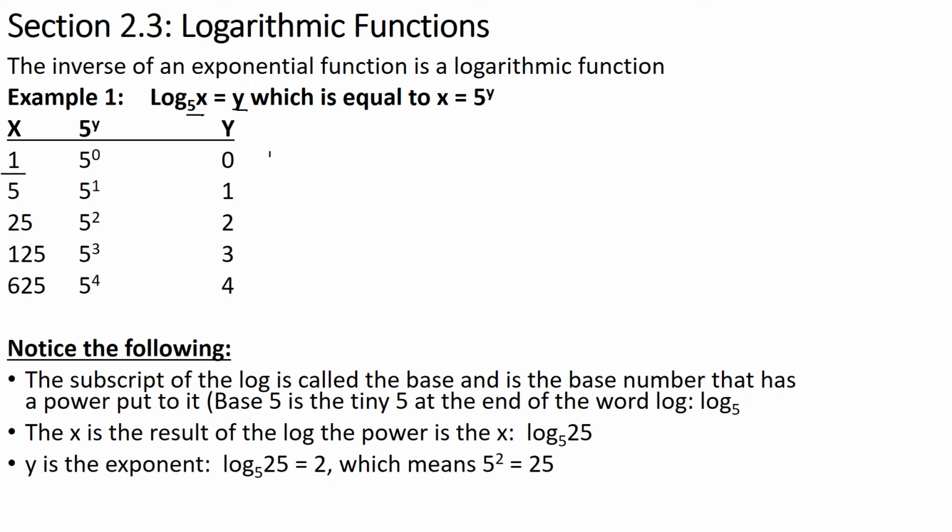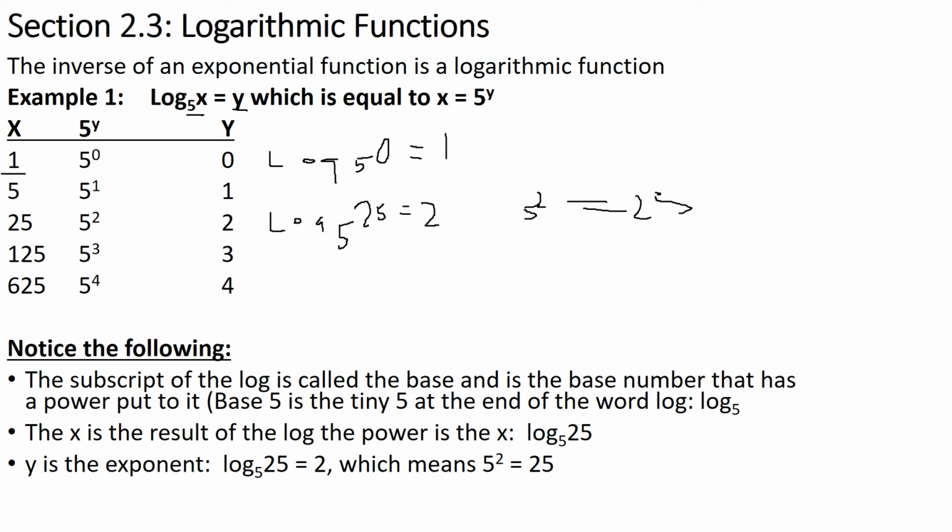So if we had log base 5 of 1, it would equal 0. Let's look at the middle one here. Log base 5, and this is what the base is, equals 2. Well, this is the same as 5 squared equals 25. And that 25 is what goes there. So this is log base 5 of 25 equals 2.